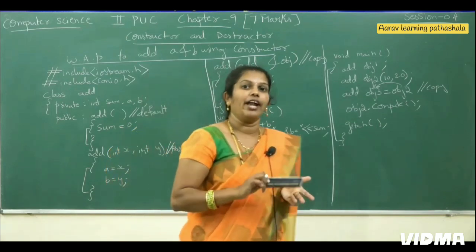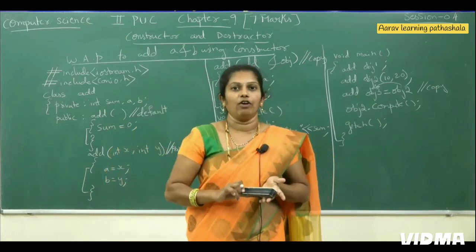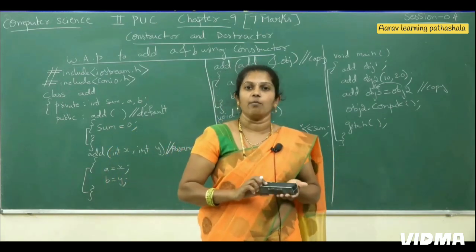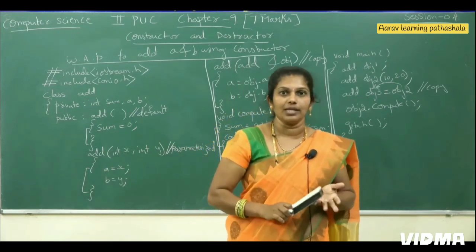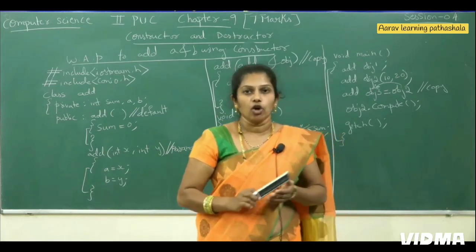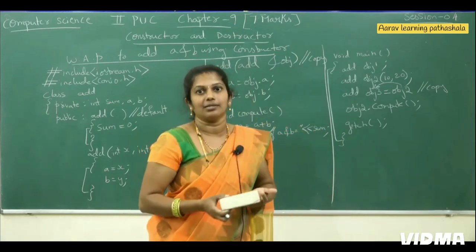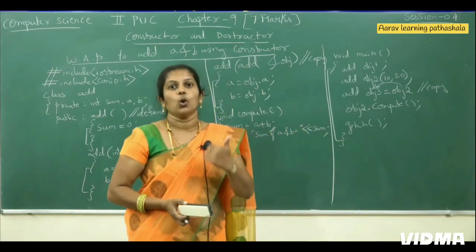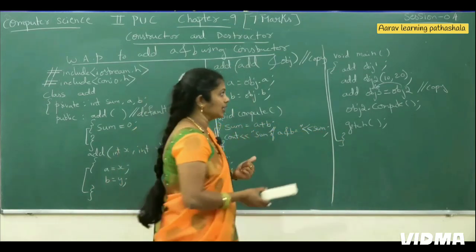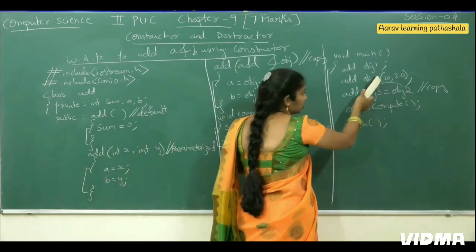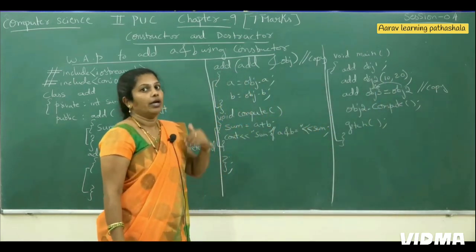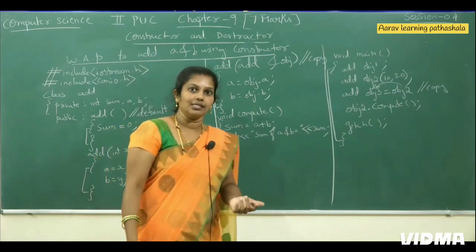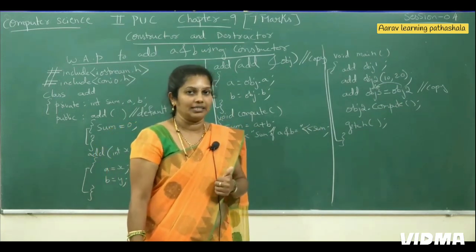One is implicit call, one more is explicit call, and one more is initialization at the time of declaration with assignment operator. And the last one is copy constructor. In the copy constructor, it is a parameterized constructor using which one object can be copied to another object. We can copy one object's values to another object. In this also we have some advantages as well as disadvantages.